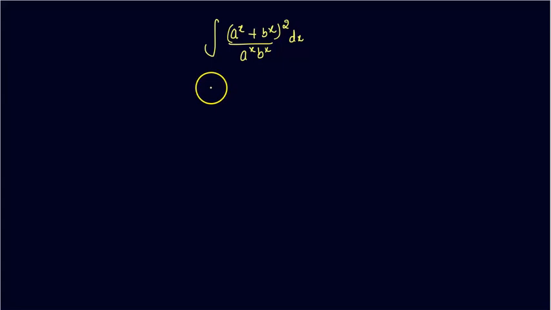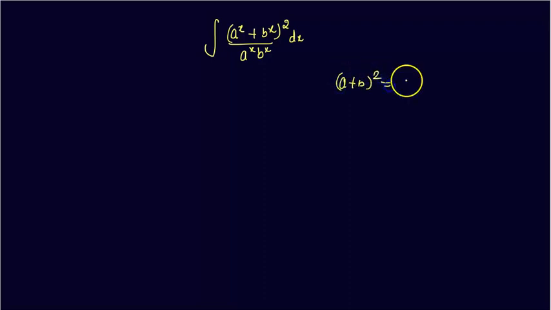In this question, we have to find the integration of (a^x + b^x)^2 with the denominator a^x b^x. For the numerator, you will write the formula (a + b)^2, which can be written as a^2 + b^2 + 2ab.